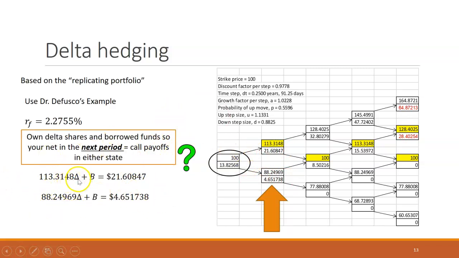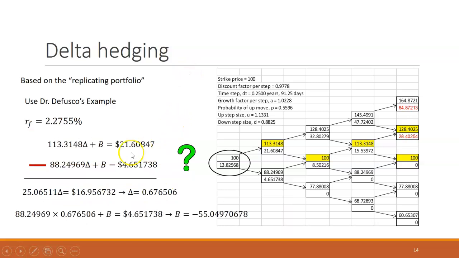We're going to own delta shares, and we're going to have to borrow some amount of money that we'll have to pay back B amount at the next step. And that should follow these equations here. This is if the price goes up, and this is if the price goes down. I've got two equations and two unknowns, and I can solve those. And so I'm going through here, and solving those, just doing the algebra.